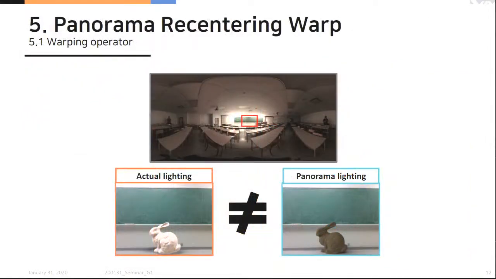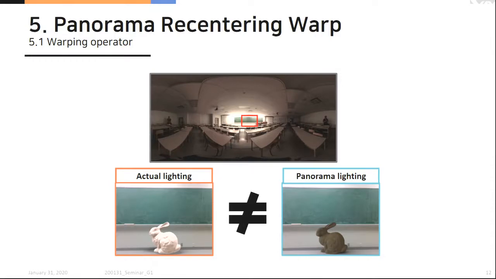The next one is the warping operator. It's the main title. If you see the main title, it's called Panorama Recentering Warp. I'm going to explain about it. The aim of the warping operator is to generate the panorama that would be captured by a virtual camera placed at a point in the cropped photo, because they want to get an environment map using the cropped image as input.